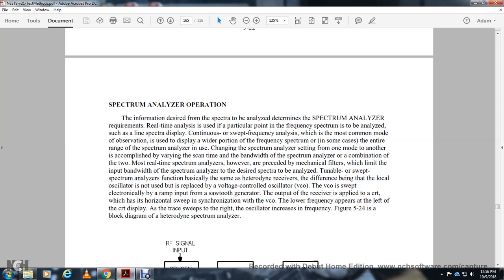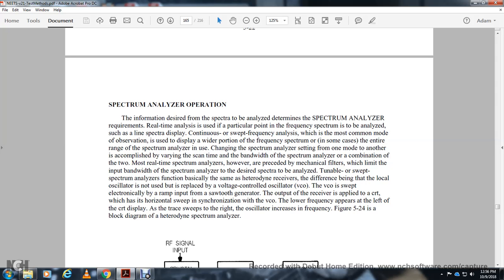Most of the real-time spectrum analyzers have the receiver with the mechanical filters while limited with the input and the amendment of the spectrum analyzer with the spectrum to be analyzed. The spectrum analyzer is functionally basically the same as the heterodyne receiver. The difference is that the local oscillator that is not to be used is replaced with the voltage controlled oscillator.